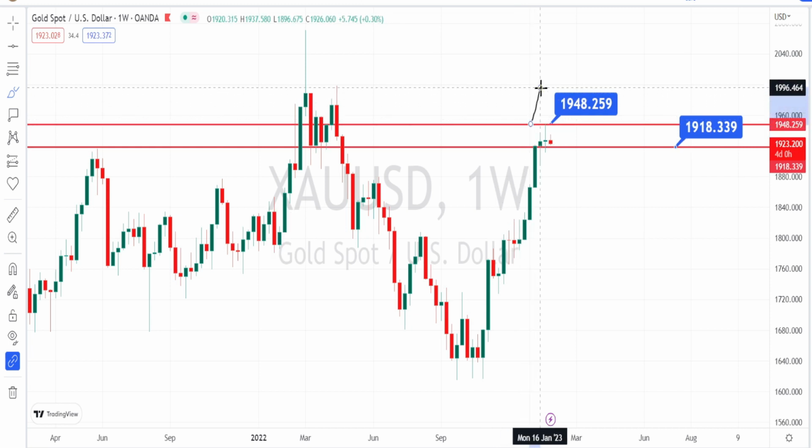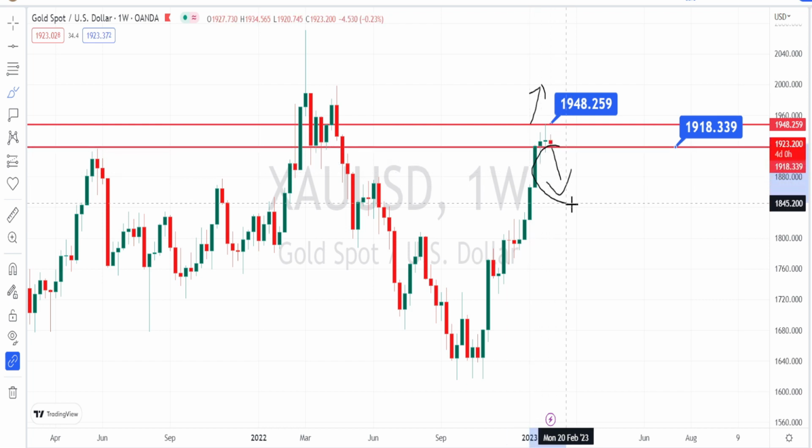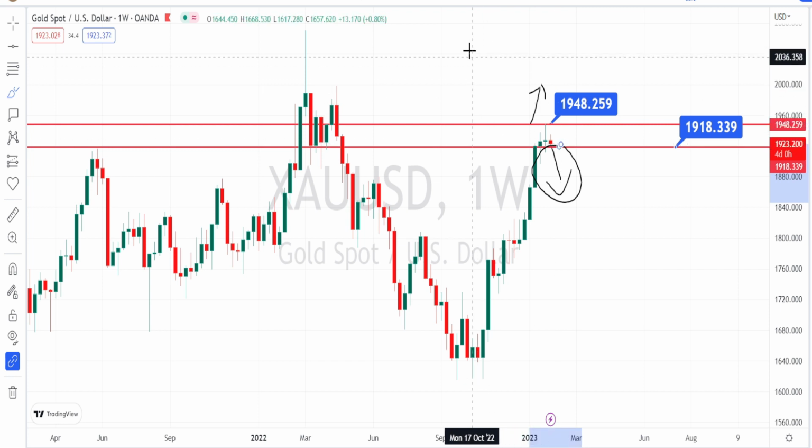So wait for it to break this resistance zone if you want to freshly enter on the bullish side, or wait for it to break this support zone in order to get the confirmation on the bearish side trend reversal, based on which you can take trades on the bearish side. Let us look at the price action in daily time frame.